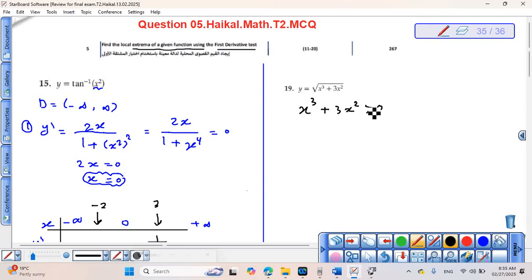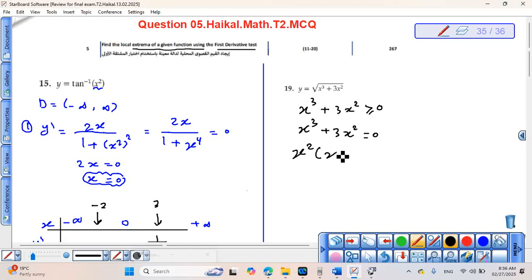This is the condition. To solve this inequality, make the expression equal 0 first: x to power 3 plus 3x squared equals 0. Then study the sign. We can take x squared as a common factor, or you can use a calculator.